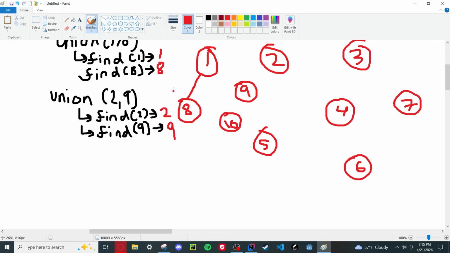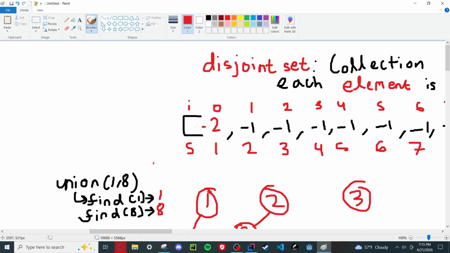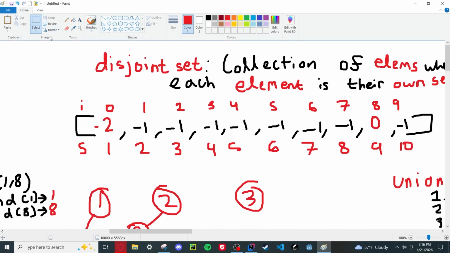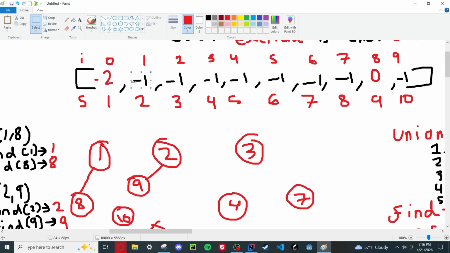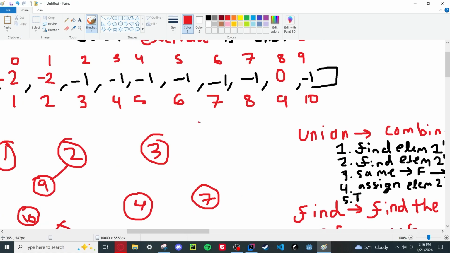So what can we say? You can say the parents are different. So we need to assign the 9 to become a child of 2. So let's make 2 9's parent. Just like that. We return true, and of course you have to update the graph. So this value represents 2, set of 2. Set of 2 has grown to -2 now. And then we need the value at index 9.